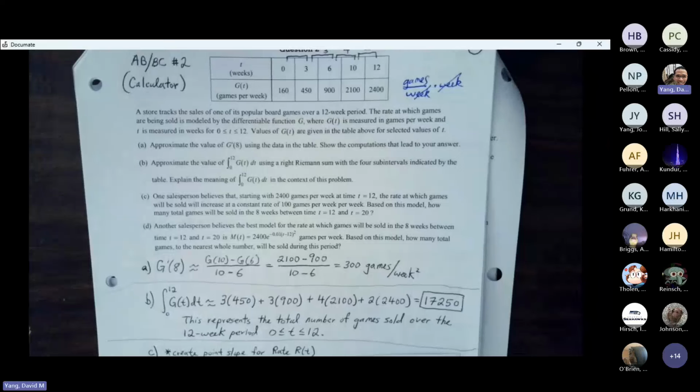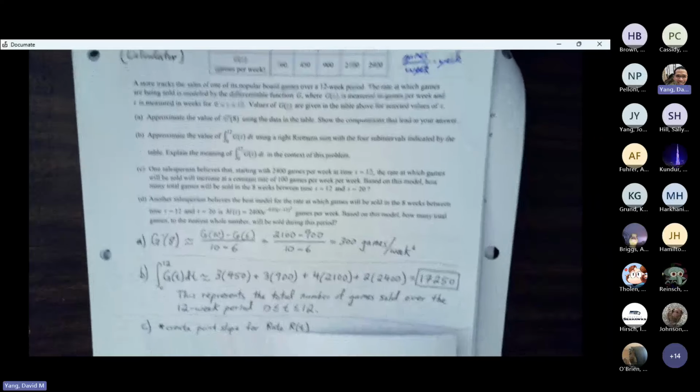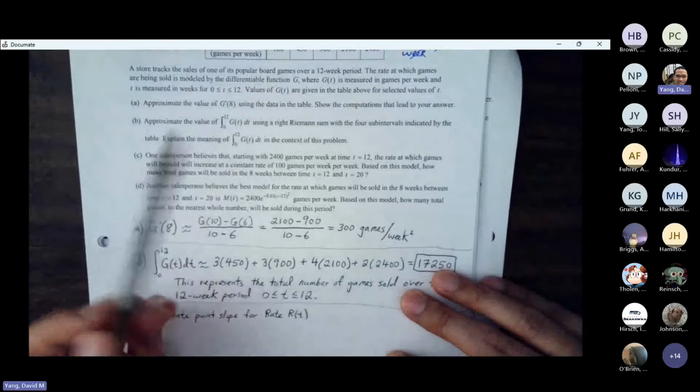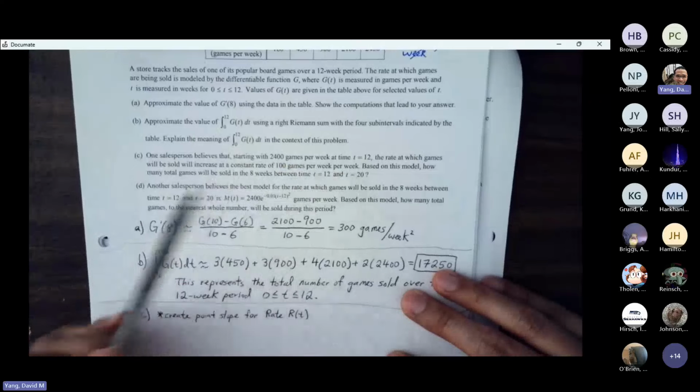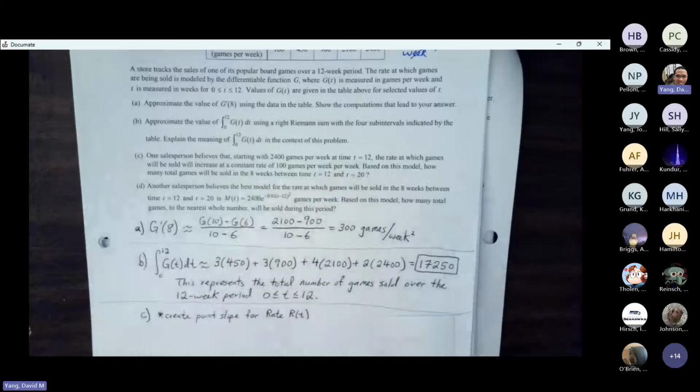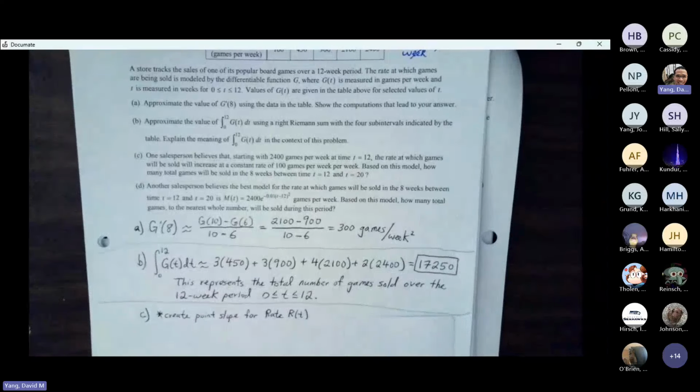Part C, one salesperson believes that starting with 2,400 games per week at t equals 12, the rate at which games will be sold will increase at a constant rate of 100 games per week. Based on this model, how many total games will be sold in the 8-week time between week 12 and week 20?